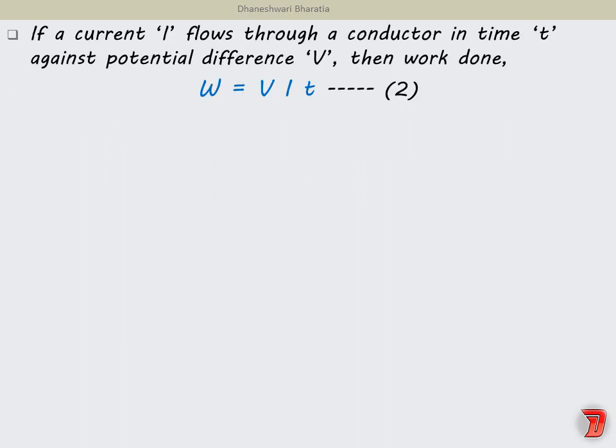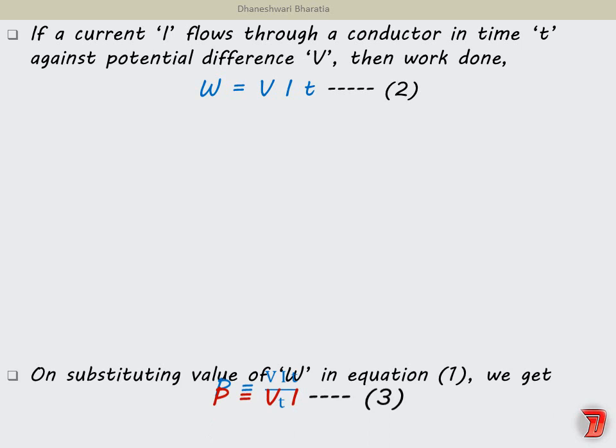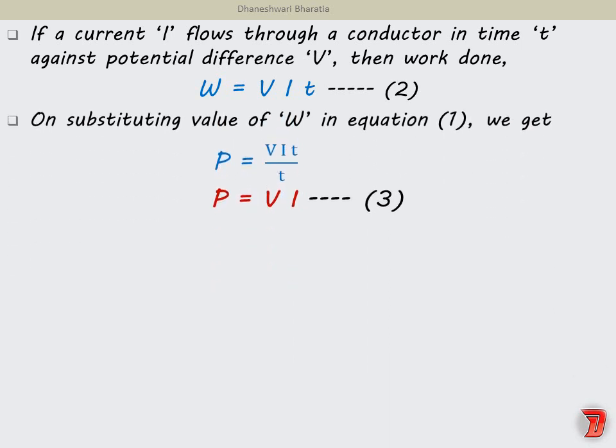So if current I flows through a conductor in time t against potential difference V, then work done, we know, in the previous session we found this, W is equal to VIT. Now on substituting the value of W in equation 1, P is equal to W upon T, right? So here we substitute the value of W, in place of W we put VIT. T will be cancelled. So what do we get? Power is nothing but the multiplication of potential difference and electric current, right?